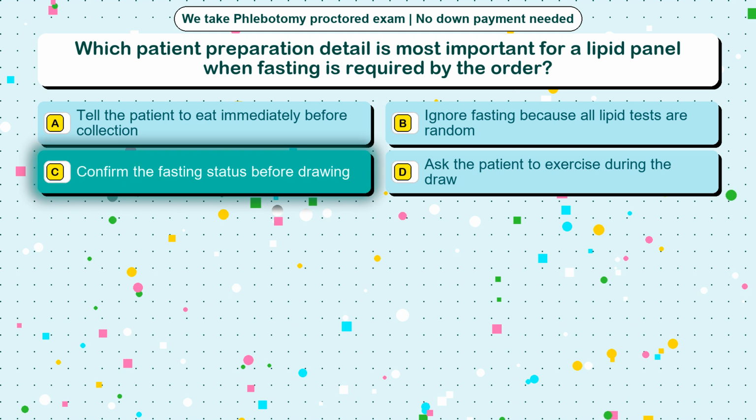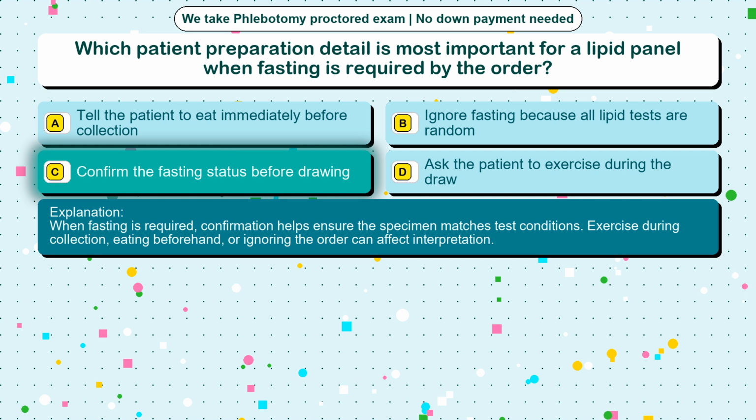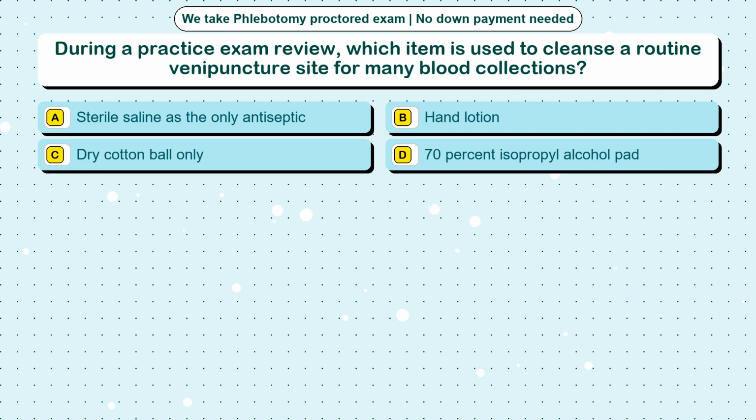The correct answer is option C, confirm the fasting status before drawing. When fasting is required, confirmation helps ensure the specimen matches test conditions. Exercise during collection, eating beforehand, or ignoring the order can affect interpretation. Question 78. During a practice exam review, which item is used to cleanse a routine venipuncture site for many blood collections? Option A, sterile saline as the only antiseptic. Option B, hand lotion. Option C, dry cotton ball only.